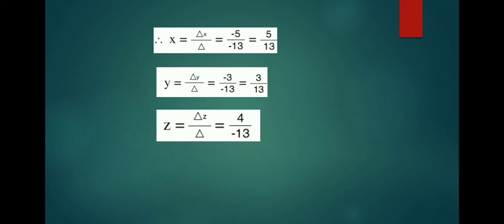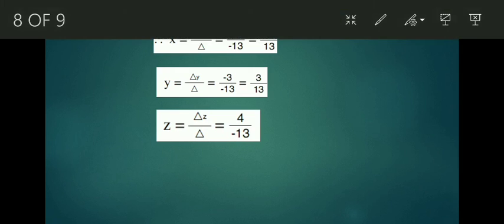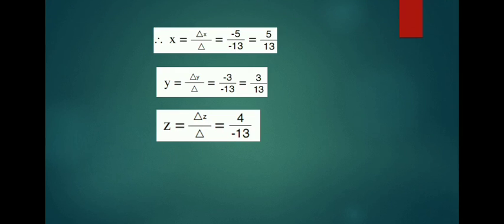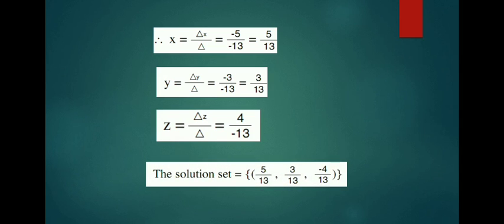y equals delta y over delta, which equals 3 over 13, and z equals delta z over delta, which is 4 over negative 13. And finally, the solution set equals 5 over 13, 3 over 13, and negative 4 over 13.